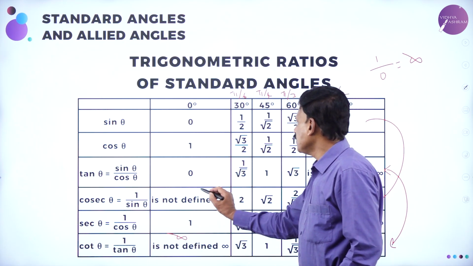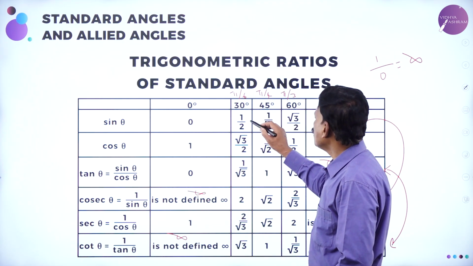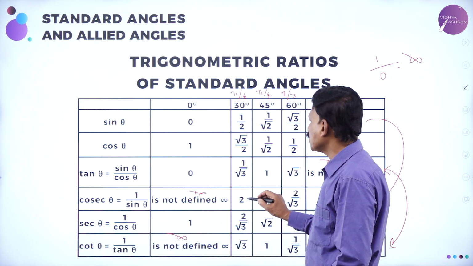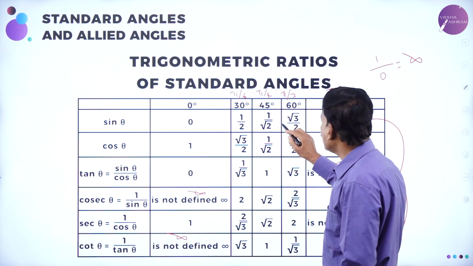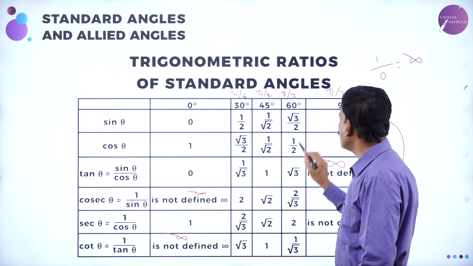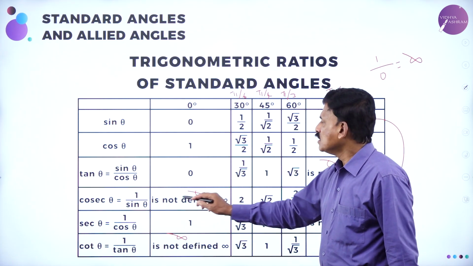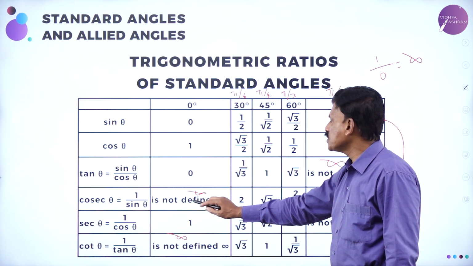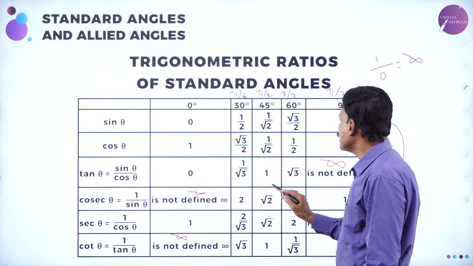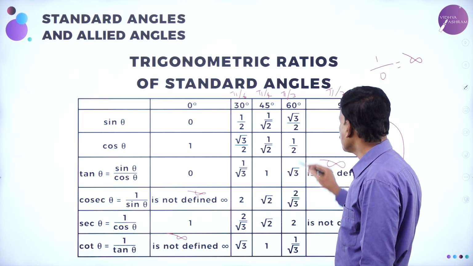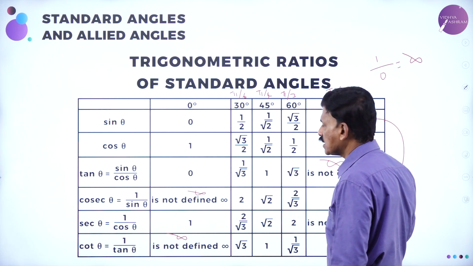0 gives 1 by 0 which is infinity, not defined. 1 by 2 reciprocal is 2 by 1, that is 2, and root 2 by 1 is equal to root 2, then 2 by root 3 and 1 by 1 is equal to 1. So, here cosecant 0 is equal to infinity, cosecant 30 is 2, cosecant 45 is root 2, cosecant 60 is 2 by root 3 and cosecant 90 is equal to 1.